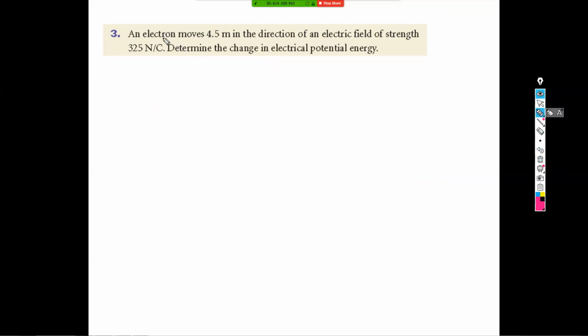All right, an electron. Oh, first time I got a negative here. It moves 4.5 meters in the direction of an electric field. Now remember, the direction of the electric field lines is based off of a positive test charge. So Q is going to be negative 1.6 times 10 to the negative 19th coulomb, the distance it moves is 4.5 meters, and the electric field strength is 325 newtons per coulomb.